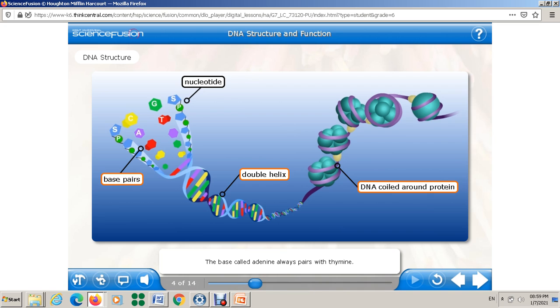Okay, let's look at the nucleotide now. DNA is made of subunits that are called nucleotides. Each nucleotide has one phosphate, one sugar, and one base. Again, one sugar, one phosphate, and one base. This is one nucleotide, okay?